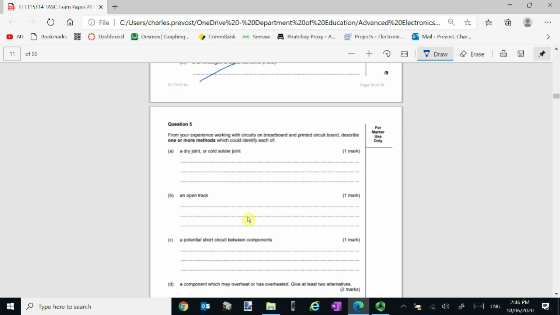Okay, question 5. From experience working with circuits on breadboard and PCB, describe one or more methods that we can identify each of a dry joint or a cold solder joint. So we can use a visual inspection. Or measure resistance or voltage. Both of those methods will help you. So sometimes a dry joint is hard to see.